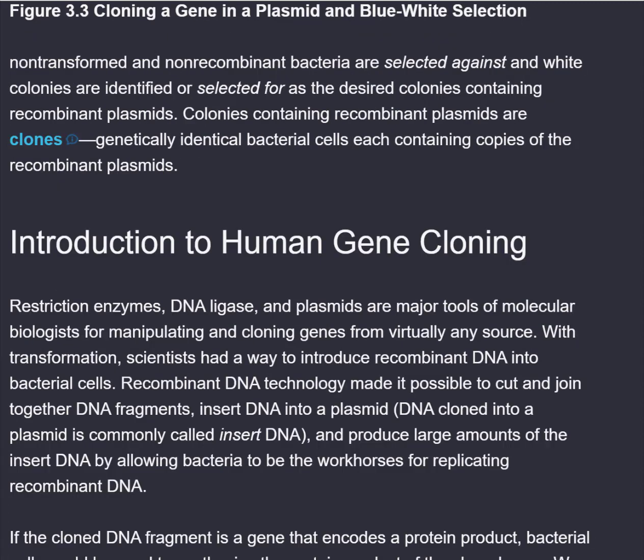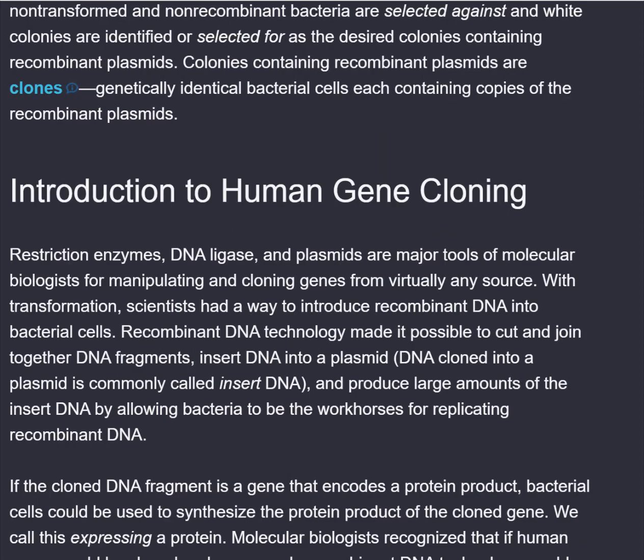Figure 3.3, cloning a gene in a plasmid and blue-white selection. Non-transformed and non-recombinant bacteria are selected against and white colonies are identified, or selected for, as the desired colonies containing recombinant plasmids. Colonies containing recombinant plasmids are clones, genetically identical bacterial cells each containing copies of the recombinant plasmids.